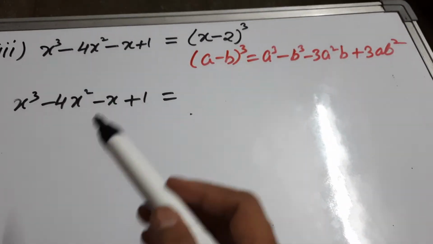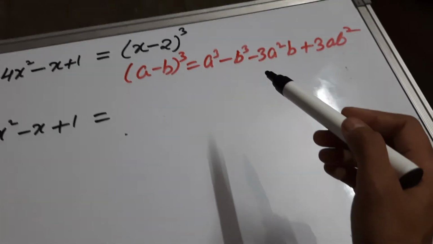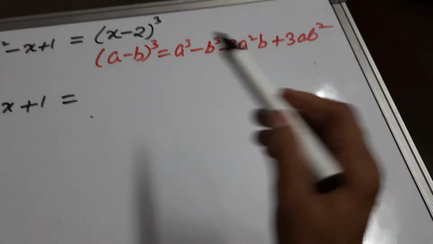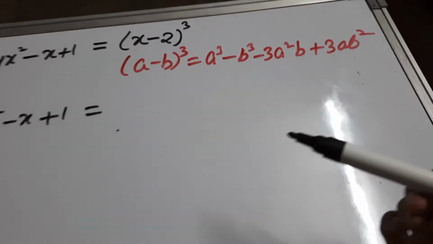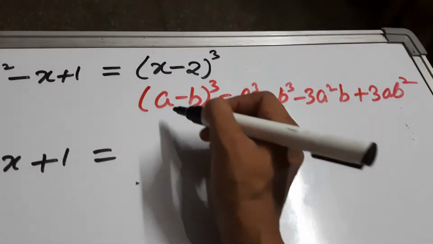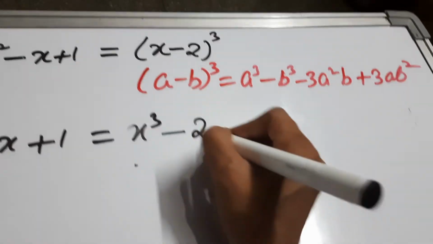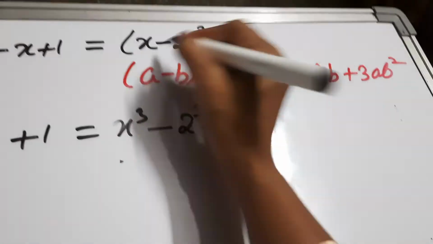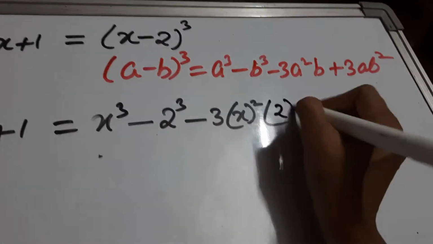So left hand side will remain same. And this is the identity a cube minus b cube minus 3a square b, और जहाँ पर b square है वो पॉजिटिव, मीन्स फर्स्ट एंड लास्ट टर्म इज पॉजिटिव और बीच वाली दो नेगेटिव है. So let us use this identity. a cube means x cube minus b cube means 2 cube minus 3a square, what is a? x square into b, what is b? 2 plus 2.